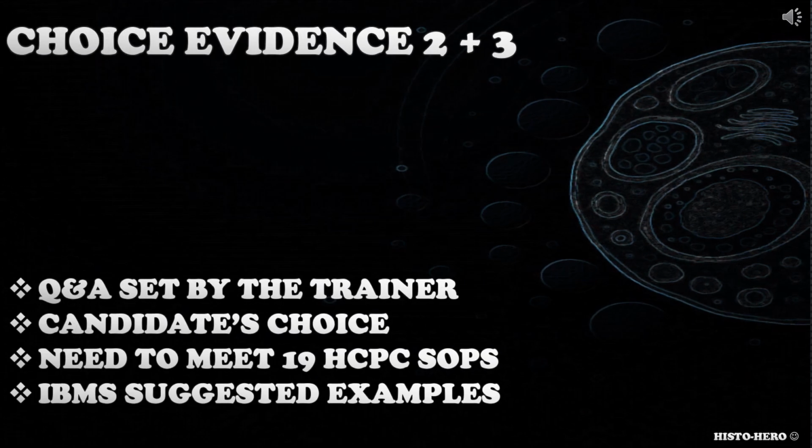So now that we have finished with the mandatory evidence, let's have a look at the choice evidence 2 and 3, which are candidates' choice evidence and Q&A set by the trainer. They both together have to meet 19 HCPC standards. And if you download the module descriptors for the registration portfolio from the IBMS website, you will find some example evidence suggested by the IBMS, which is very handy.